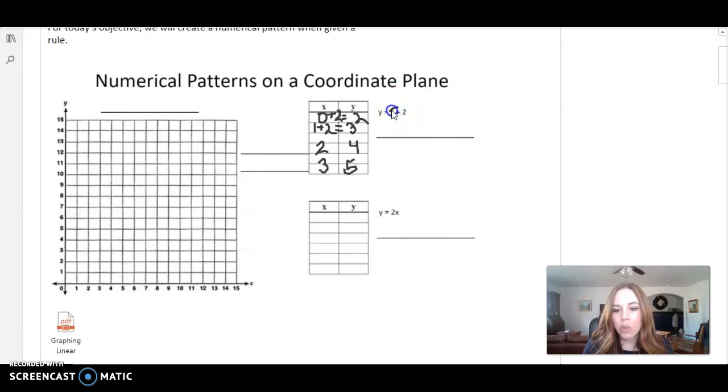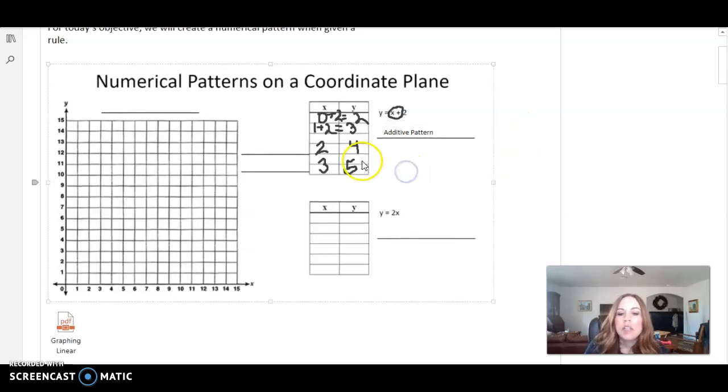A pattern where you add something to x is called an additive pattern, and I'm going to type this so you know exactly how to write it. It's an additive pattern. So anytime our pattern adds a number to our x value in order to get y, it's called an additive pattern.